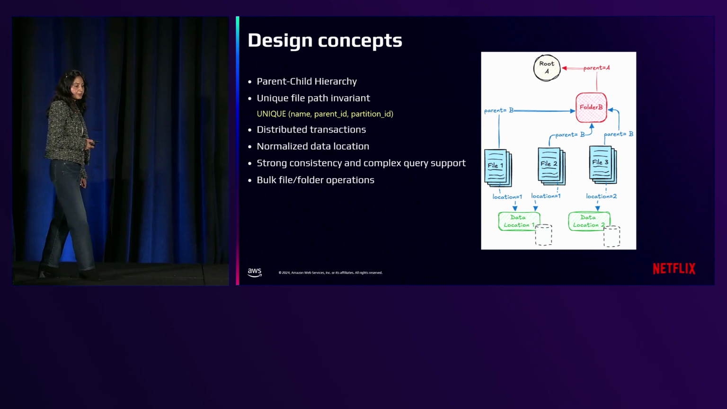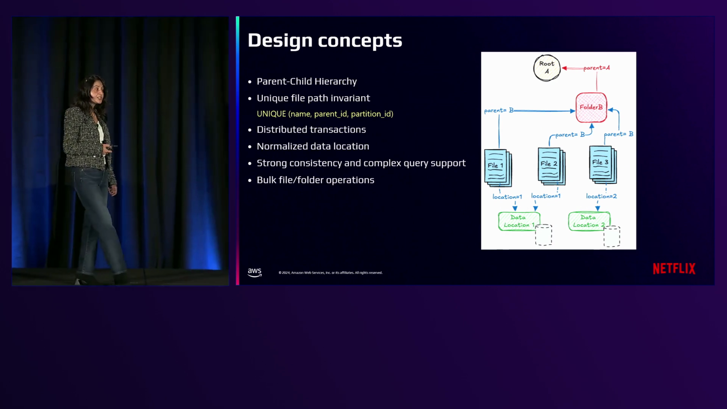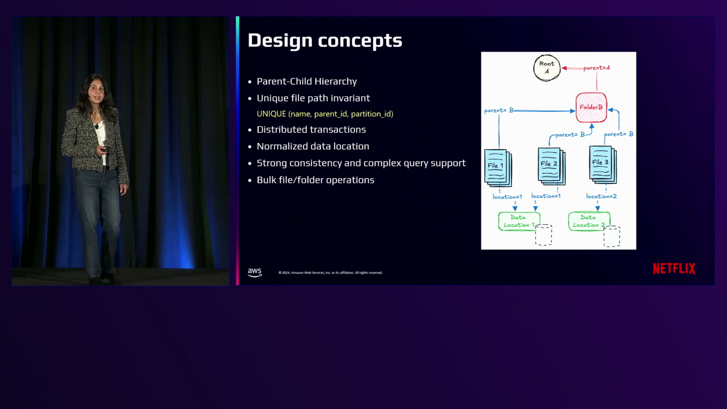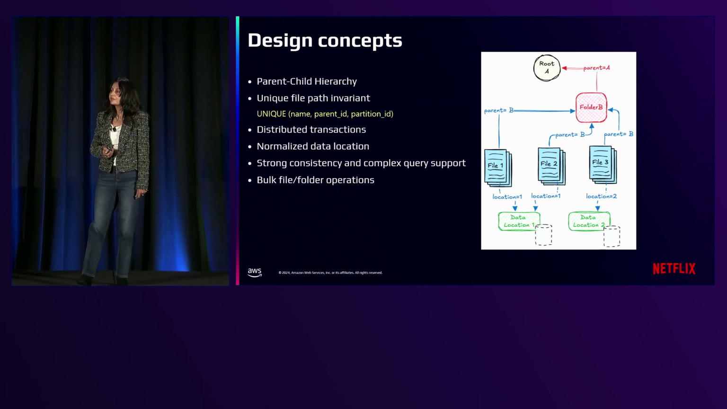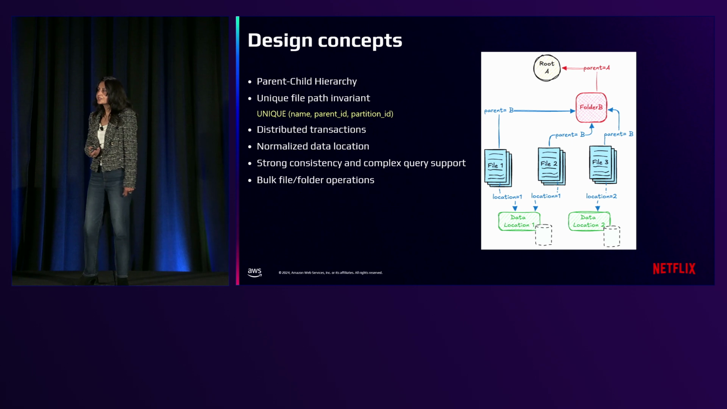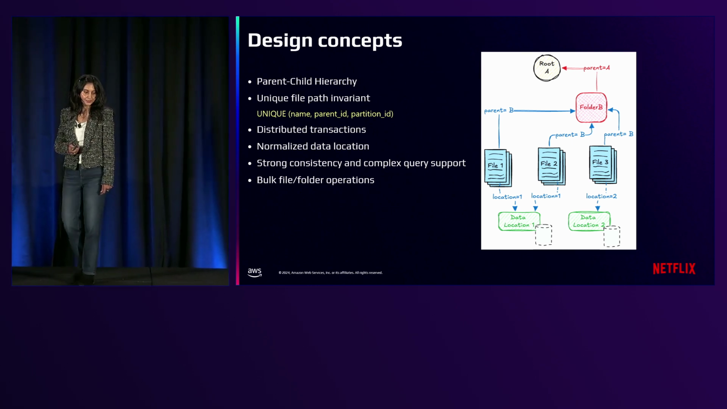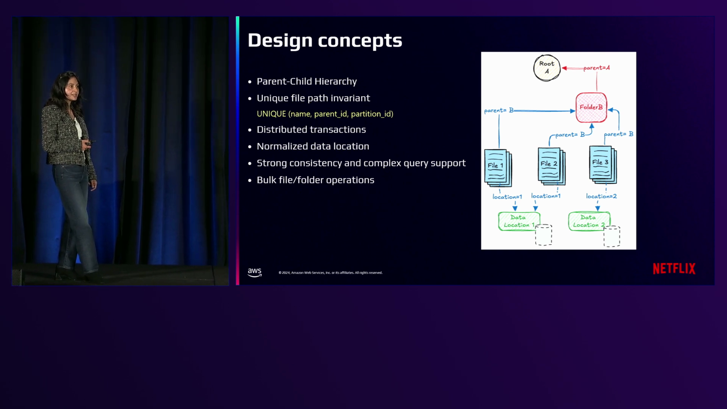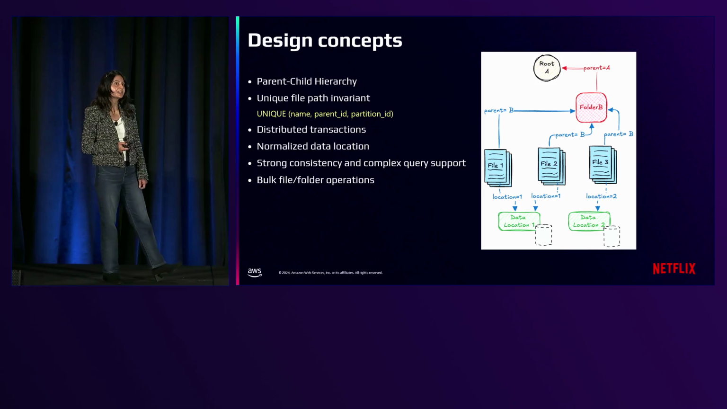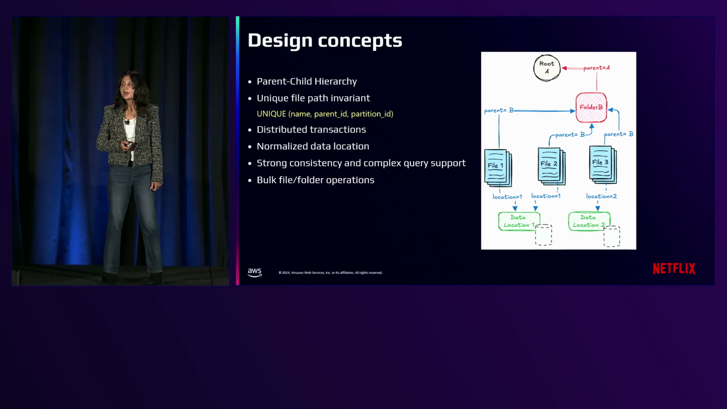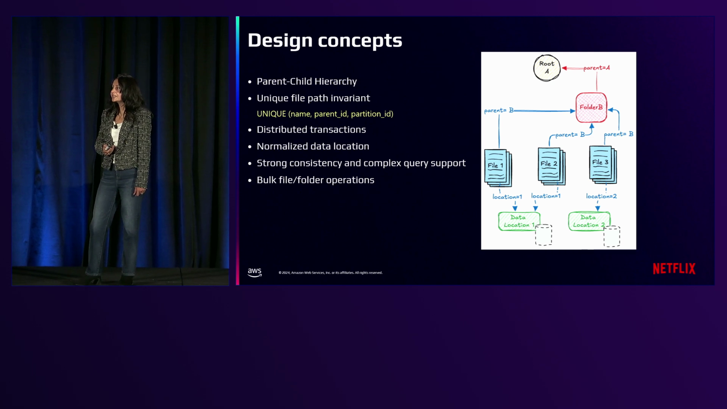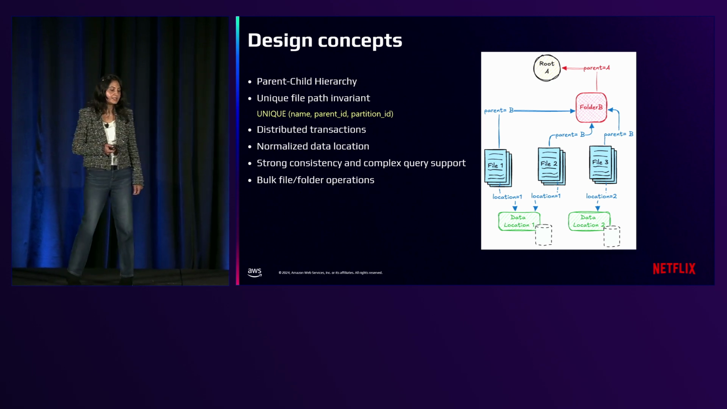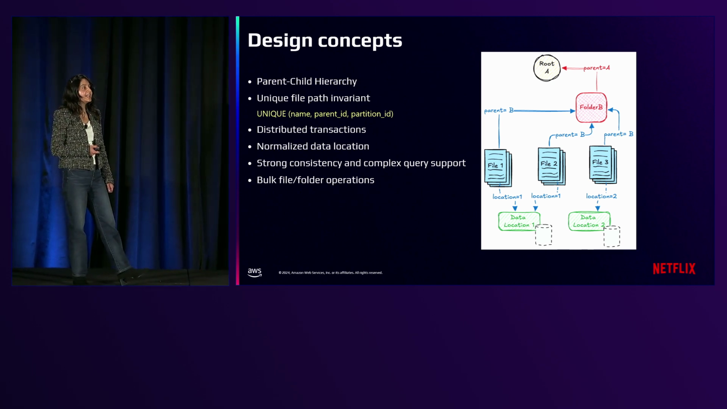Now let's look into further design concepts. How does C Drive maintain the parent-child hierarchy? Each C node stores a reference to its parent. That's how C Drive maintains the hierarchical tree structures. Consistency and correctness are very important so that we maintain the integrity of our data. That's why we maintain a unique file path invariant, where each file path will be represented by a unique C node all the time, which means at any point in time, name, parent ID, and partition ID will always be unique in C Drive.